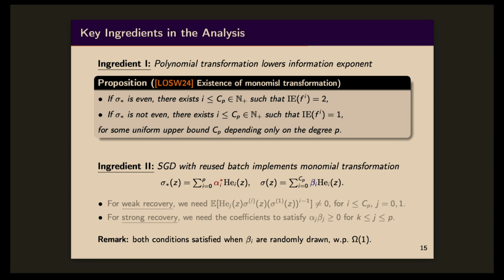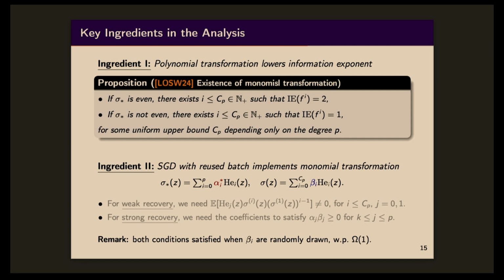And that's the second ingredient, which is that for weak recovery, we need this activation function to satisfy some kind of non-degeneracy assumption. But this assumption is satisfied with probability 1 for an activation function where the coefficients are drawn from some compact domain. But for strong recovery, this is where we use a randomized activation function.